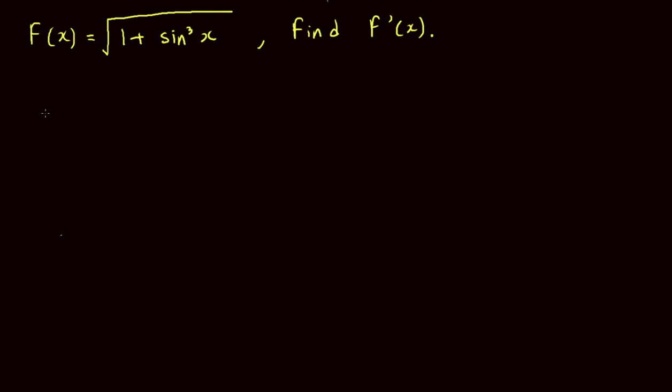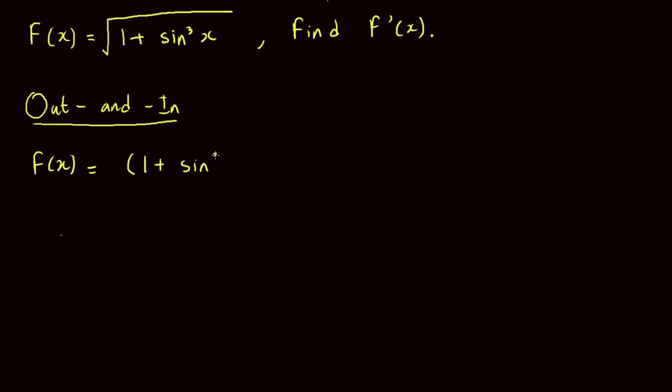Okay, so assuming you guys already paused and tried it out, we're going to use the same strat once more, out and in. So how does the out and in strat go for this function? We have f(x) equals (1 plus sine cubed x) to the power of half. The outermost is obviously the root, or the exponent power. Remember that the root of x is equal to x to the power of half, just to remind you guys. So this is the outermost, the one that gets the highest priority.